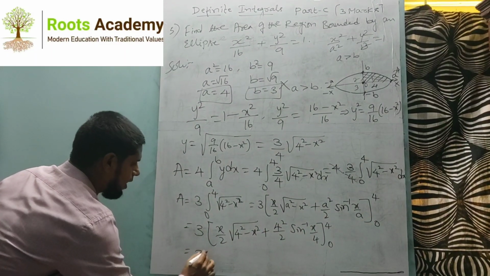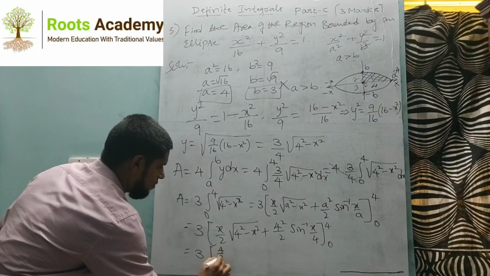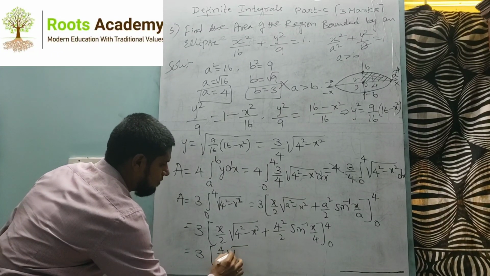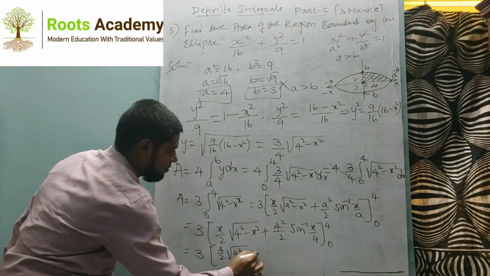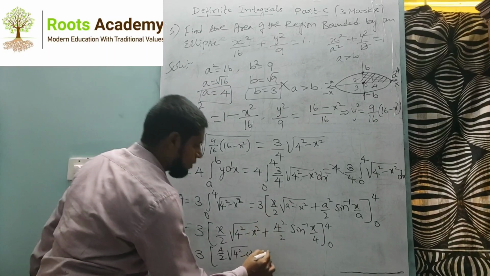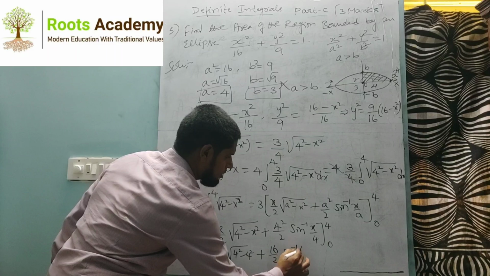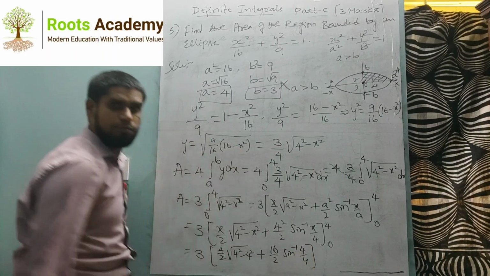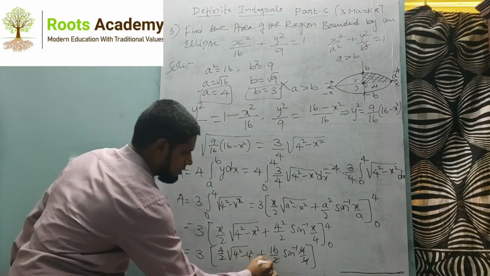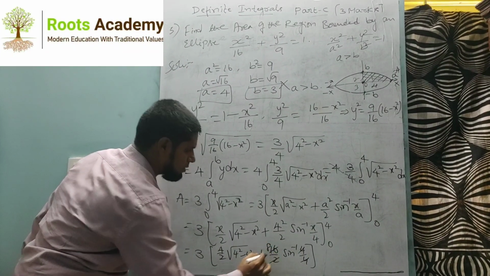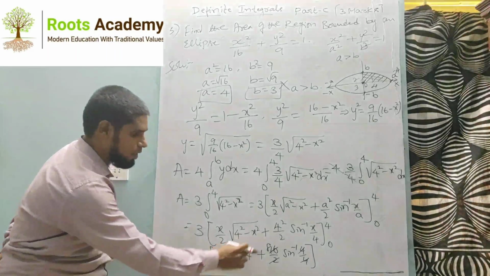What I get? 3 as it is. Upper limit: 4 by 2 root of 4 square minus 4 square plus 4 square, that is 16 by 2, sine inverse 4 by 4. Student, 4 by 4 is 1. 2 1 time 2, 8 times. Here 4 square minus 4 square under the root is 0.